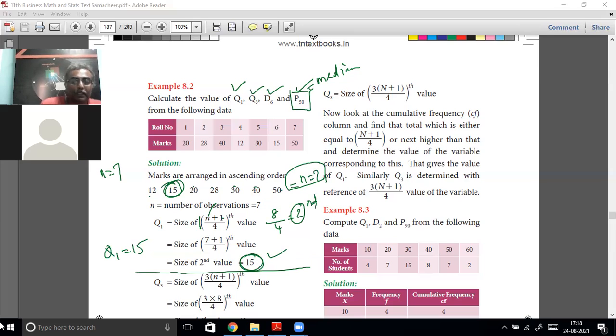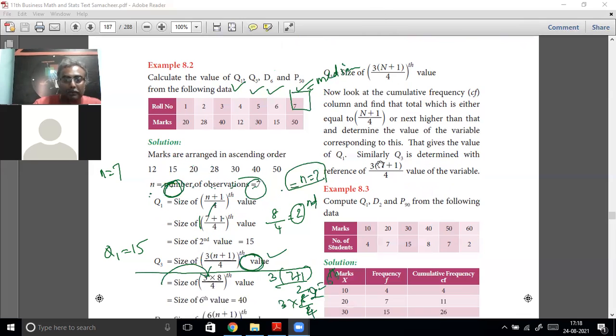Now take Q3. I told you this 3 will always come here. The remaining will be the same. n plus 1 and 4 will remain the same. So 3 into (n plus 1) by 4, where n is 7, so 3 into 8 by 4. 8 by 4 is 2, so the 6th item. What is the 6th item? 2, 3, 4, 5, 6. The 6th item is 40. Correct. He is done, that is all the work. Very simple.